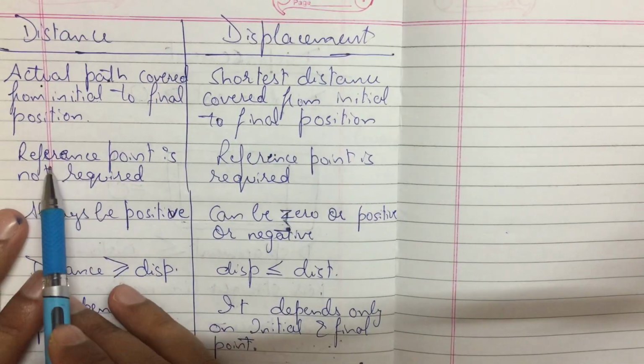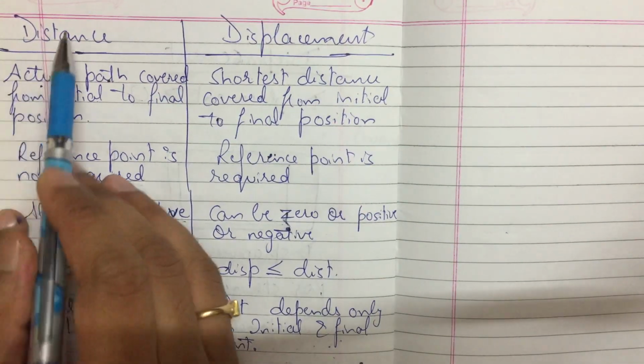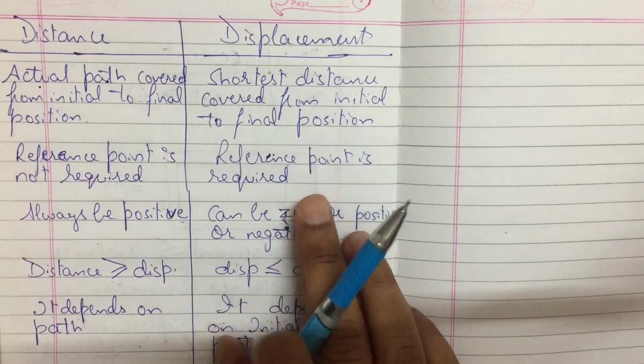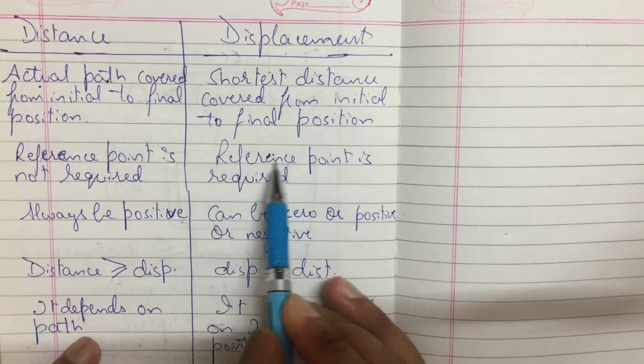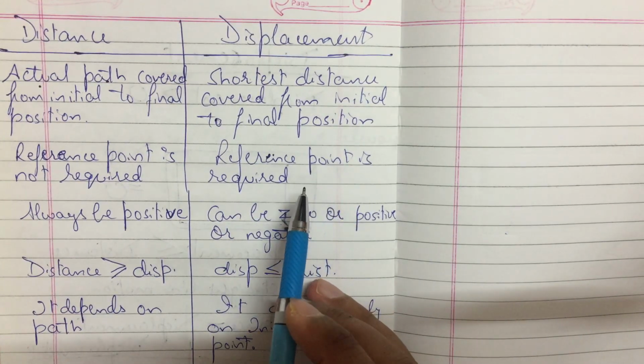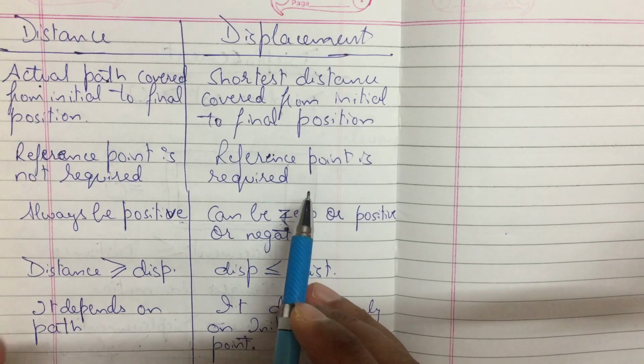A reference point is not required for distance. In case of distance, we do not require a reference point. Whereas in case of displacement, we require the reference point, because only for a particular reference point can we measure displacement. Otherwise it will become distance.